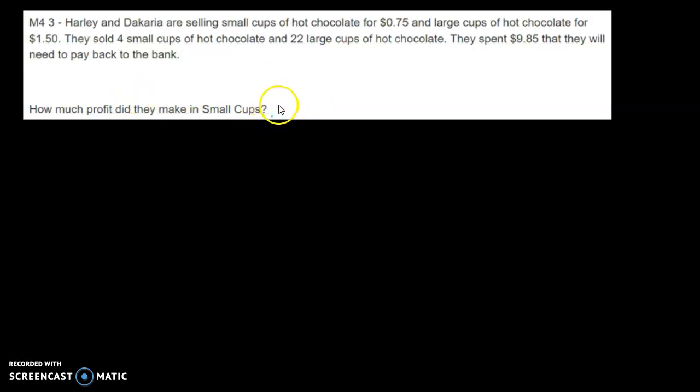Out of all this information, the only thing we care about is how many small cups they sold, which is 4, and how much each of those cups is, which is 75 cents. So we have this 0.75 and this number 4. We could absolutely think of it in our head: each cup of hot chocolate they got 75 cents for, so we could add 75 plus 75 plus 75, like we could do that 4 times. Or you could just take that 75 cents and multiply it by however many cups they sold.